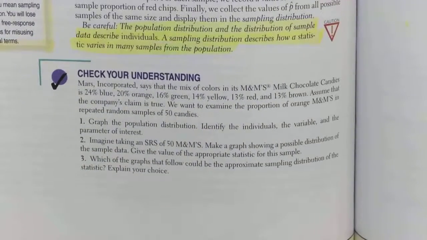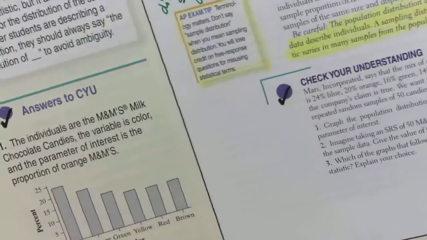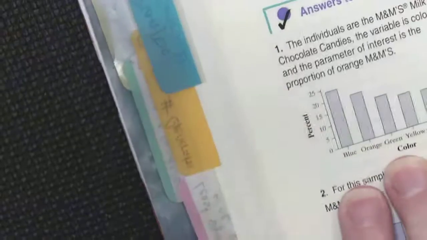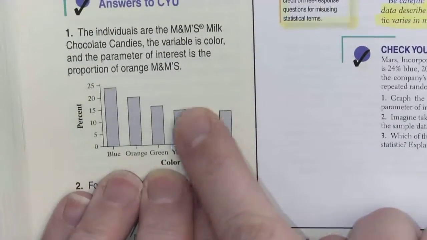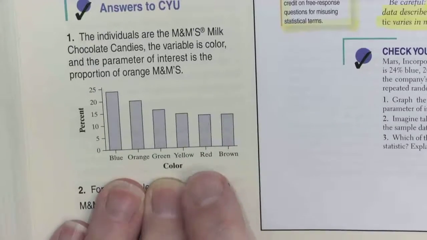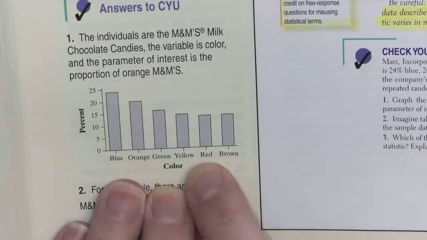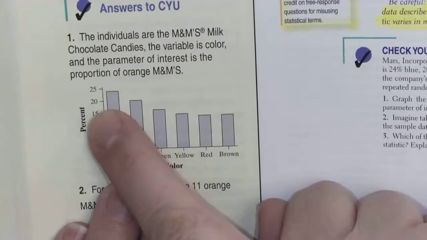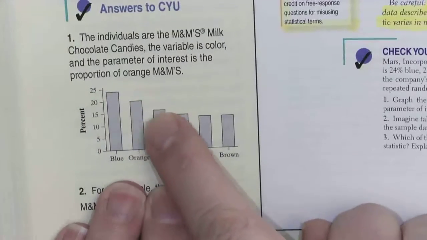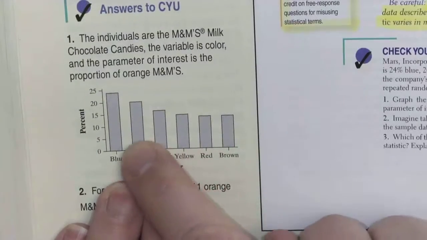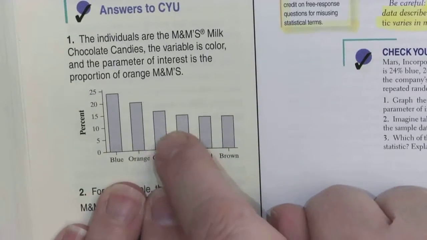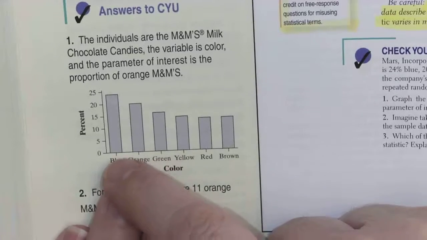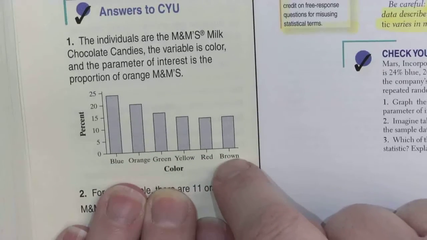Now let's look at the graph right over here, if I can get it. Whoa, it's crickety. I'll just move it over. Okay, so here is the graph. Here are the answers to the above, but they have blue, orange, green, yellow, red, and brown. You have color on the x-axis, the percent on the y-axis. See how nice and neat this is drawn? Now notice this is not a histogram. They are not touching one another. This is not like a time period. So this is categorical data right here, right? Not quantitative.